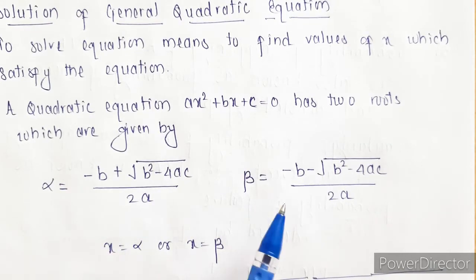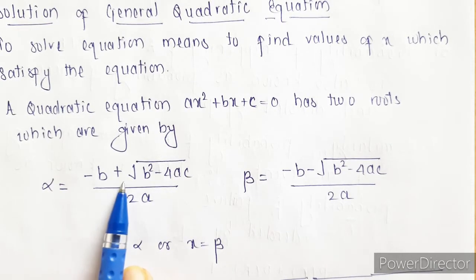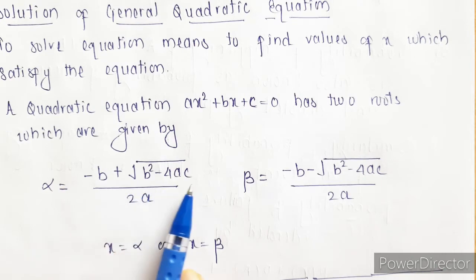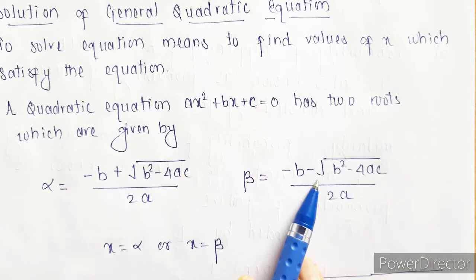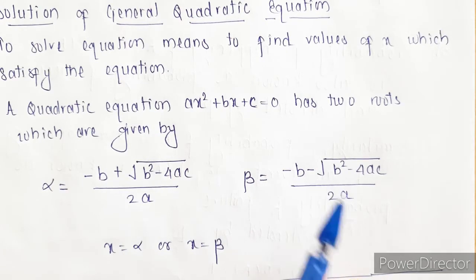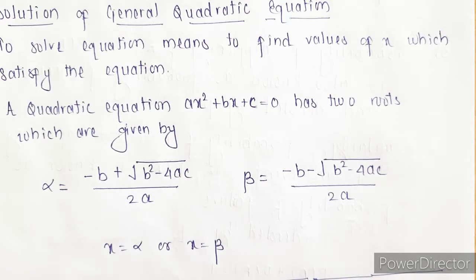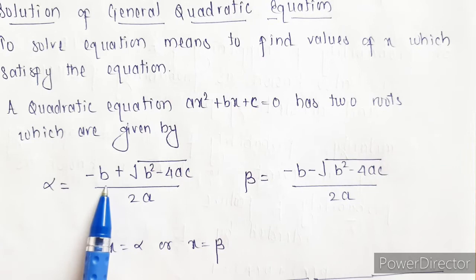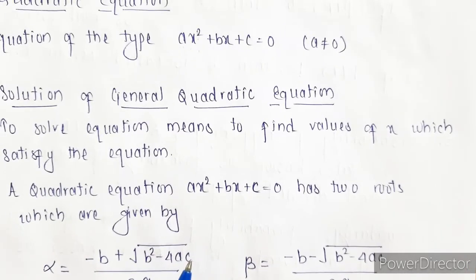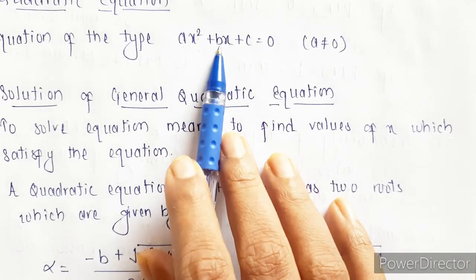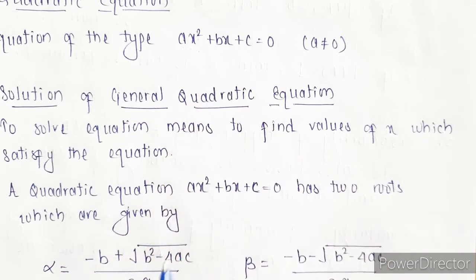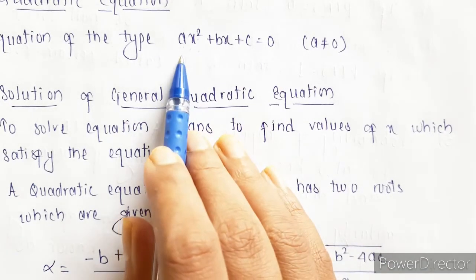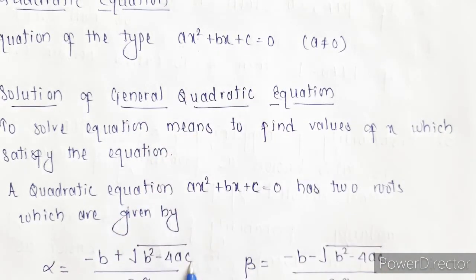and beta. So alpha is minus b plus root of b square minus 4ac upon 2 times a, and beta is minus b minus root of b square minus 4ac upon 2a. So x can be either alpha or beta. Here b is nothing but the coefficient of x, a is the coefficient of x square and c is the constant term.